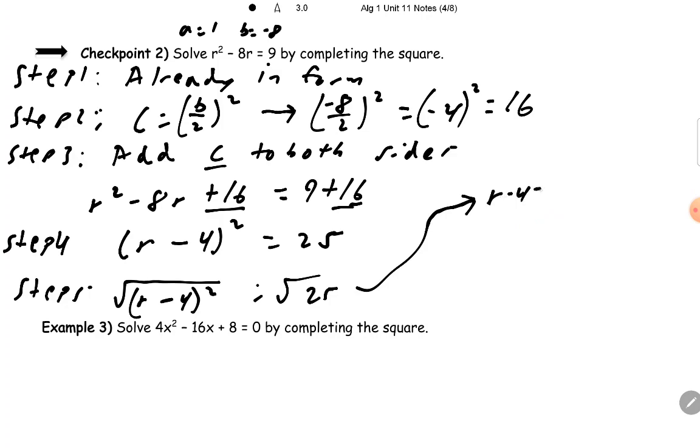So r minus 4 is equal to the square root of 25, which is either 5, or r minus 4 is equal to negative 5. So r equals 9, or r equals negative 1.